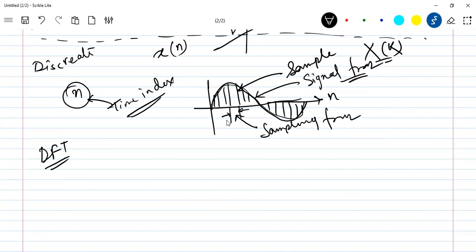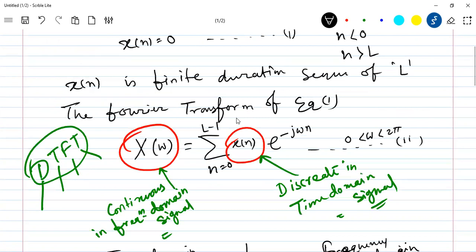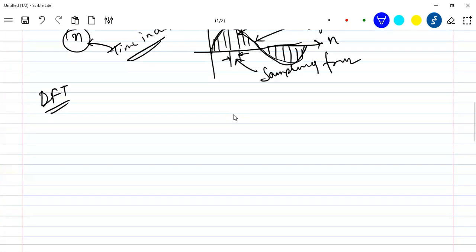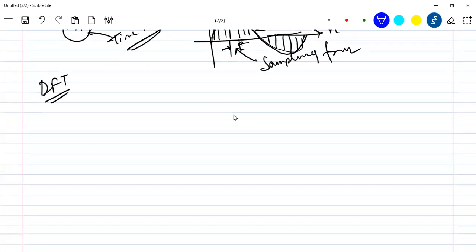Now what we are doing, we remember this formula, whatever we get from here. You already see that we took reference from this equation 2. This is very important for us. Capital X omega equals summation n equals 0 to L minus 1, x n e to the power minus j omega n. Now we are moving to the DFT.